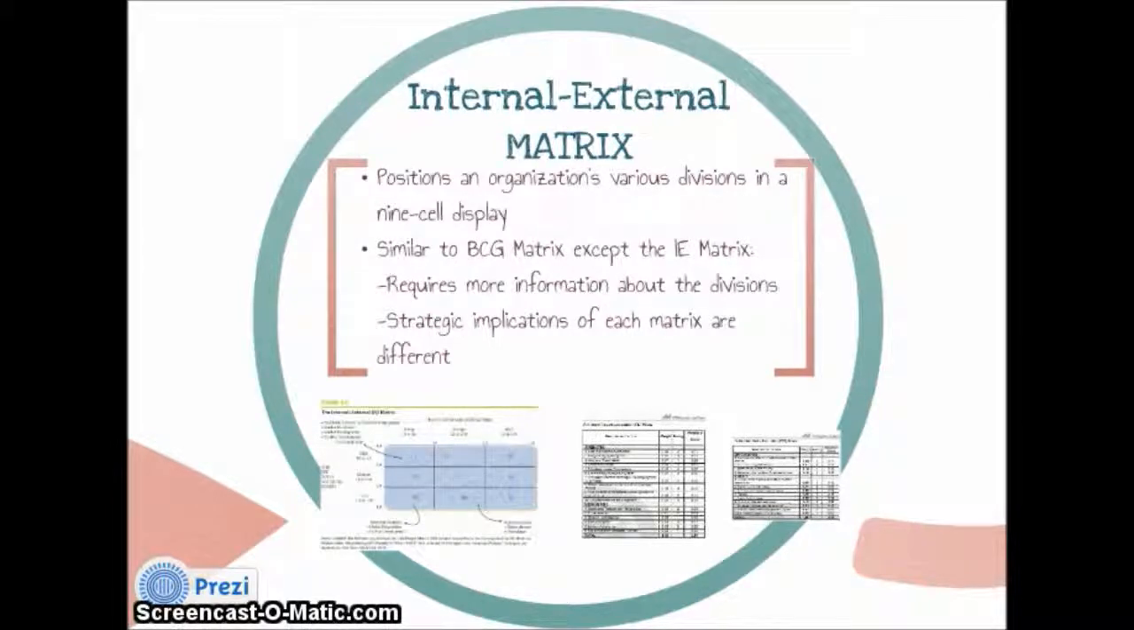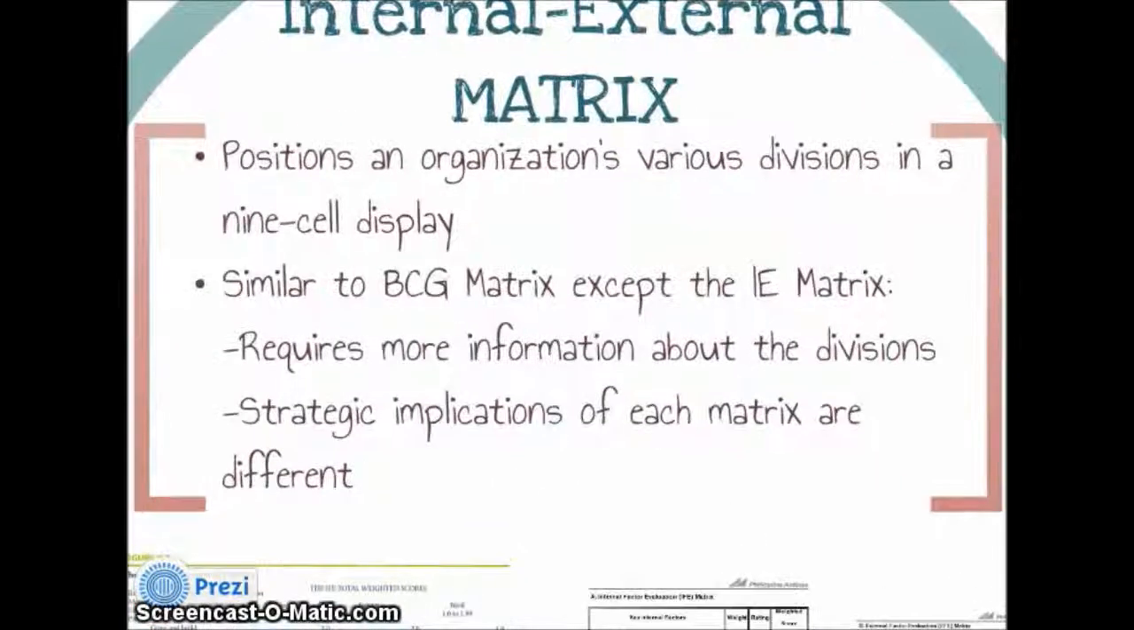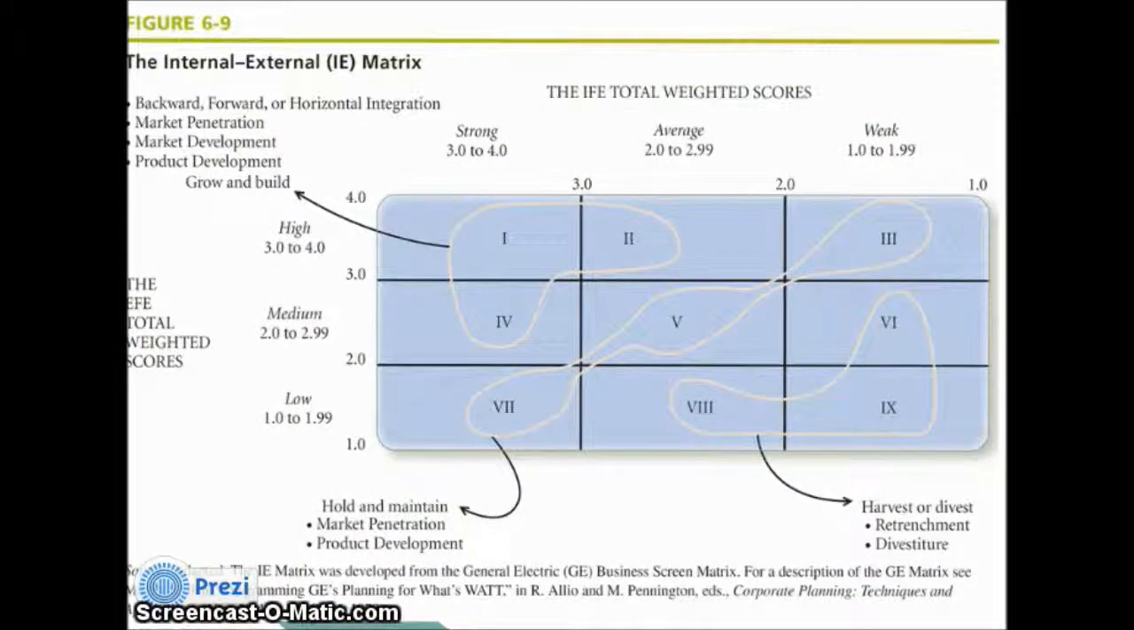Now let us proceed to the internal-external matrix. The IE matrix positions an organization's various divisions in a 9-cell display. It is similar to the BCG matrix except that the IE matrix requires more information about the divisions and the strategic implications of each matrix are different. The IE matrix is based on two key dimensions: the IFE total weighted scores on the x-axis and the EFE total weighted scores on the y-axis.